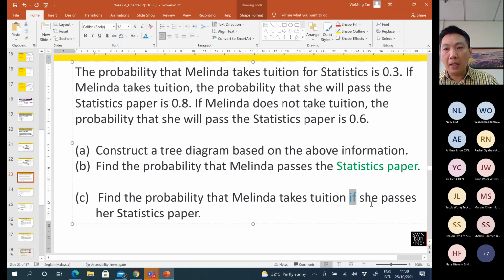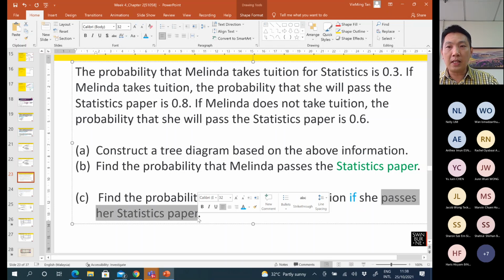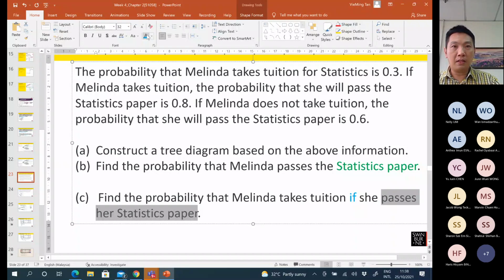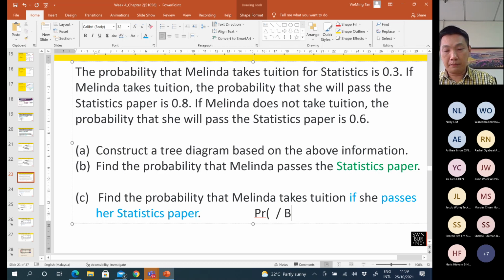Okay, if already pass. So that means this variable, the pass the statistics, should be put at the back after the dash sign. Okay, have to put at the back after the dash sign. So this one means, if I try to write down the equation, the dash sign is the if function. Okay, pass we use just now is using B, right? B, pass.